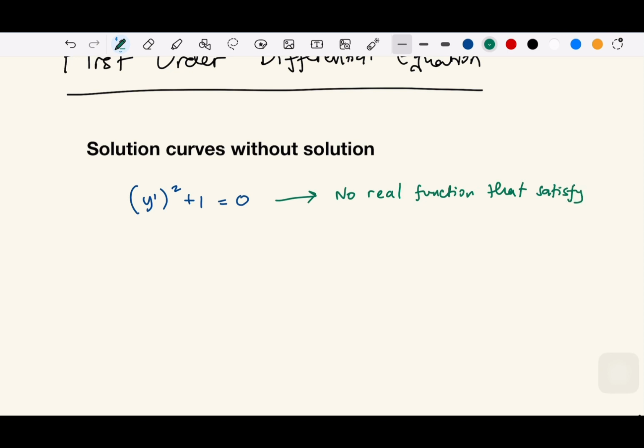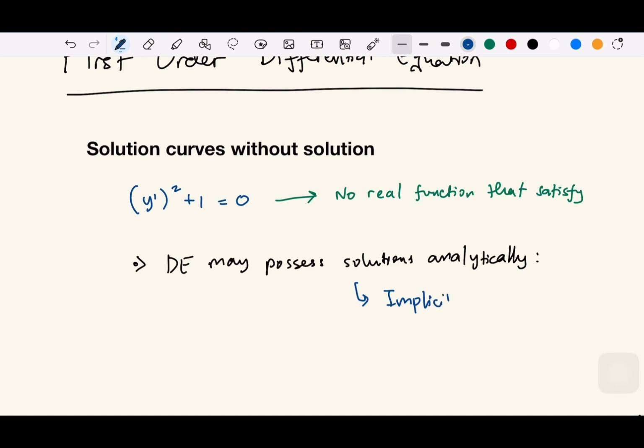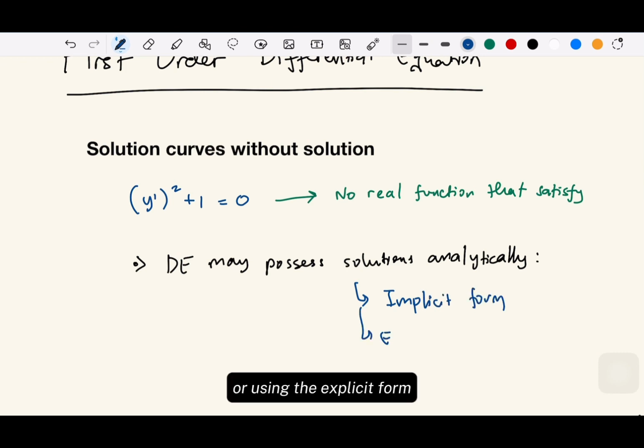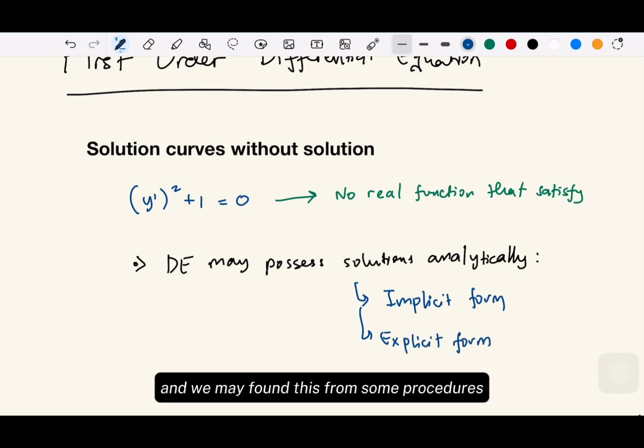Okay. And if you remember what we did before, a differential equation may possess a solution analytically, which means we can set the implicit form or use the explicit form. And we may find this from some procedures, like, I think the very simple one is just the normal integral.